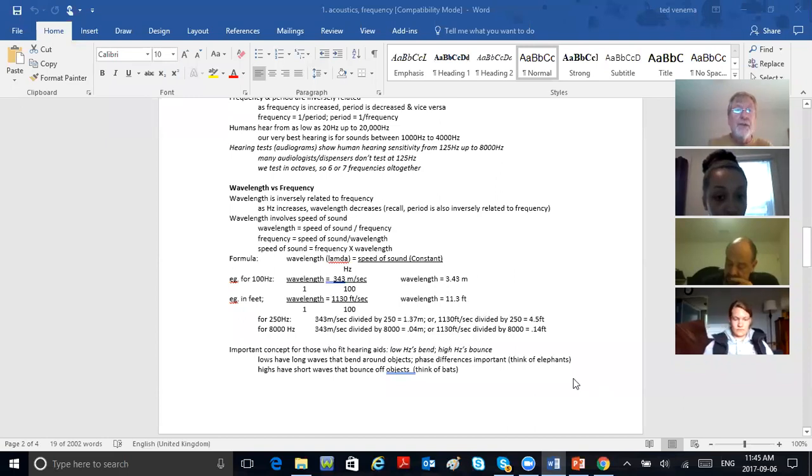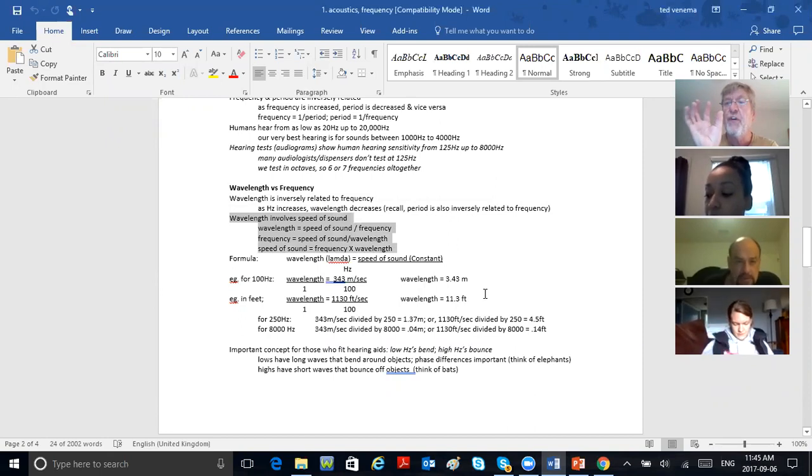But that speed of sound also fits into the wavelength. So now I will share screen and we'll look at the notes here again, and you'll see what I mean. Read with me what it says. Wavelength involves speed of sound. Look where I'm highlighting this.